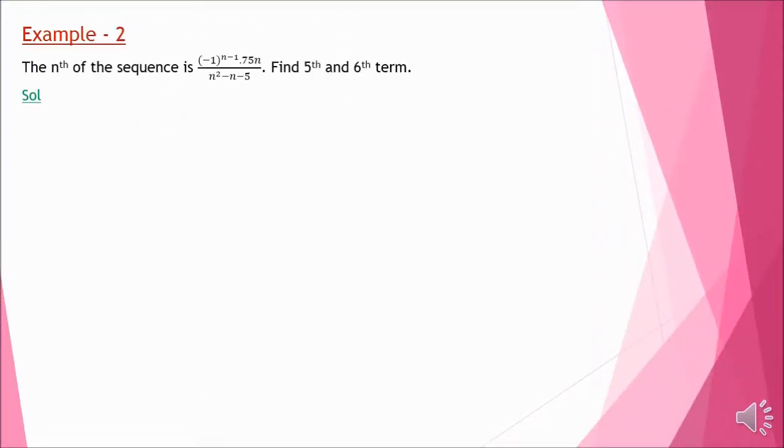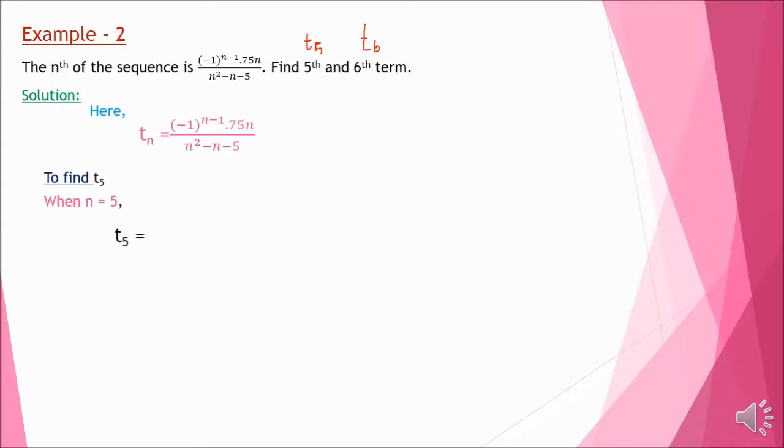Now second question, example 2, the nth term is given. We don't have to find all the terms, we just have to find T5 and T6. So n will be 5, and n will be 6. We have to first substitute here. Tn is given, to find T5, when n is equal to 5, we have to input 5.